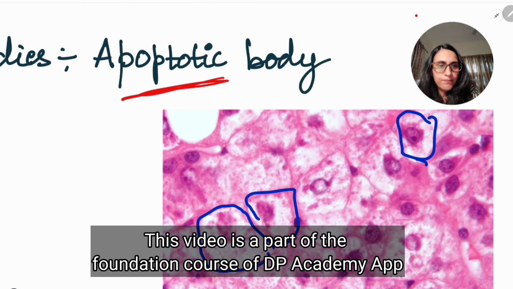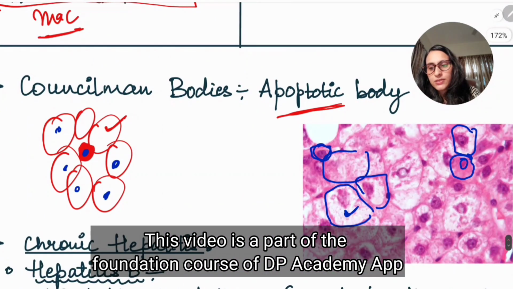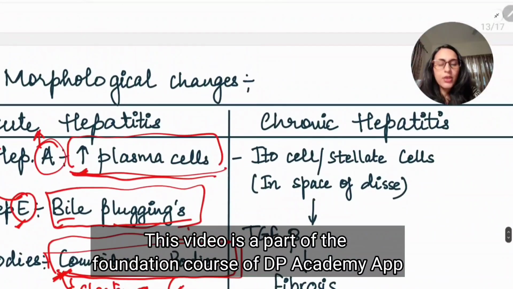You can find this darkly pink and darkly blue nucleus. So this is an apoptotic body. Here also you can see an apoptotic body, very small, among these big hepatocytes. In between these big hepatocytes, you can see small apoptotic bodies that are known as councilman bodies. So you can see the councilman bodies in acute hepatitis.